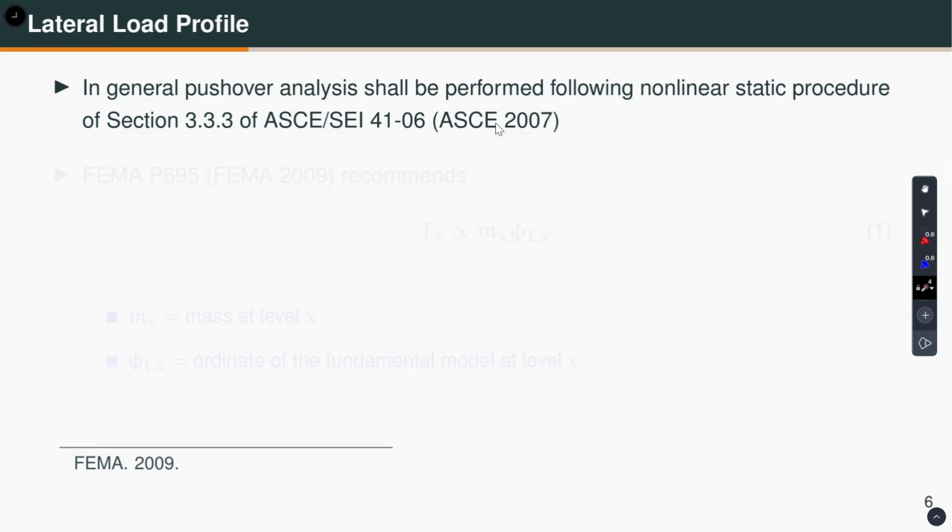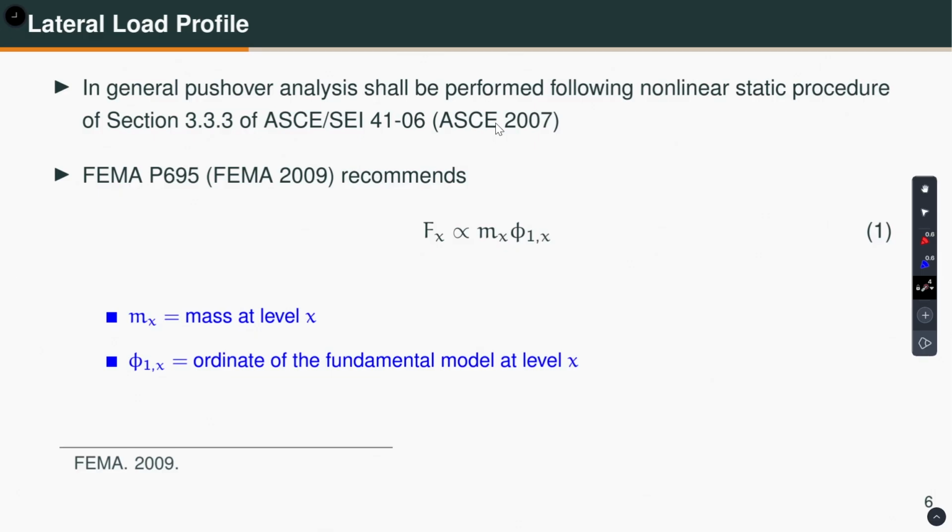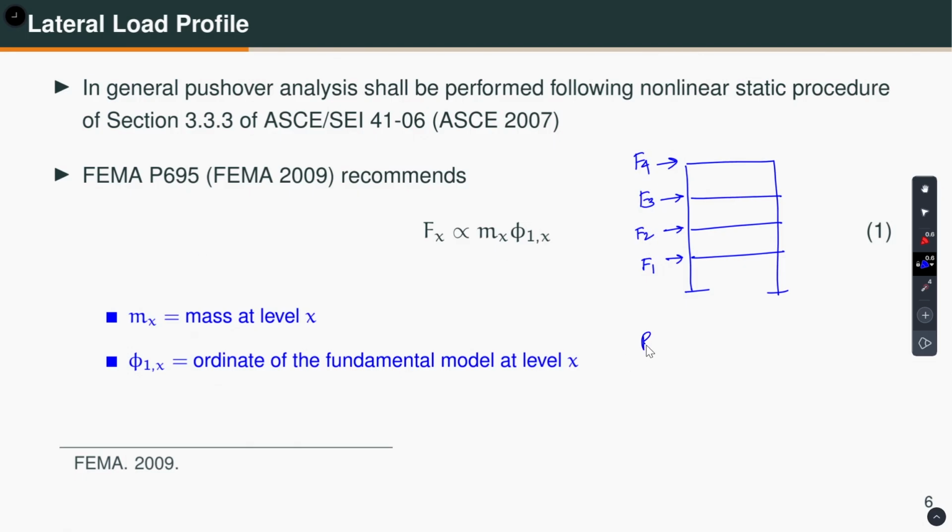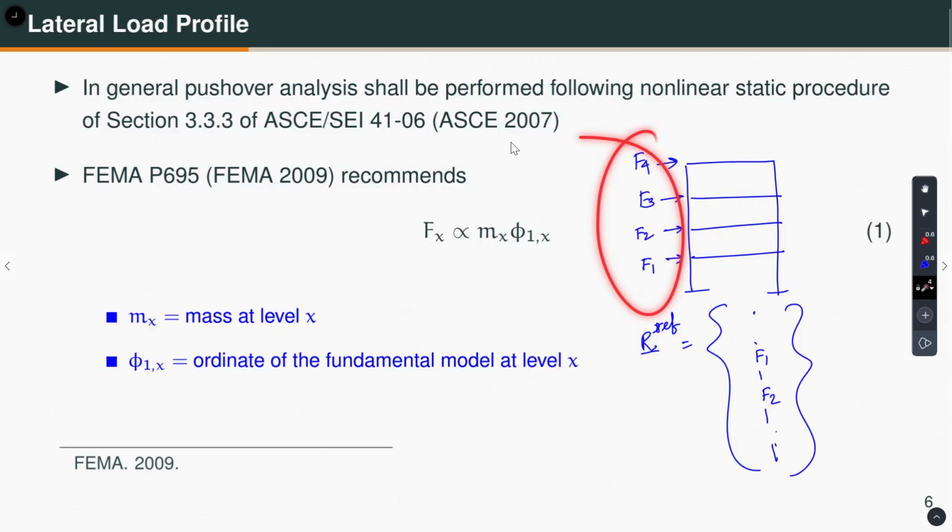And then FEMA P695 says that the lateral force that we are applying, let me draw the structure again. This time I will just draw a moment resisting frame. So, these are my forces that I am applying. Let us say this is F1, F2, F3 and F4. So, my reference force vector is basically a vector where I have many entries, and then this F1 may be sitting here, F2 and so on. So, what is this pattern? We call it a pattern.